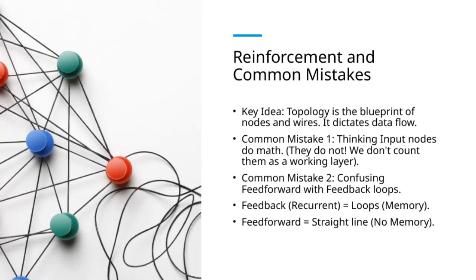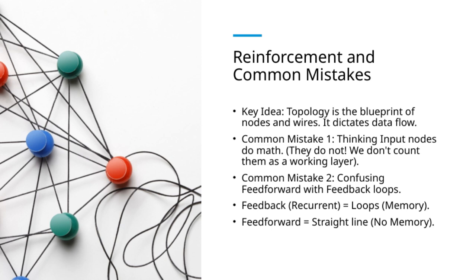Let's talk about the key idea here. Topology is essentially the blueprint of nodes and wires in a neural network. It determines how data flows through the system, shaping how the network processes information. Now, a common mistake people make is thinking that input nodes do any kind of math. But actually, they don't. Input nodes are just there to pass data into the network. They're not part of the working layers where computation happens. So we don't count them as performing any math.